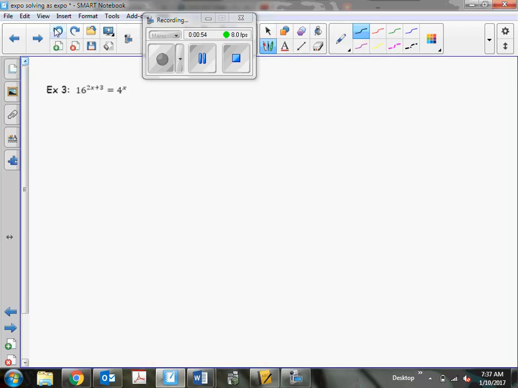Well, the good news is that 16 can be in a base of 4 because if I look at the factor tree of 16, 16 is 4, 4. Which if we rewrite 16, 16 can be rewritten as 4 squared. Well, it still has the exponent of 2x plus 3. I'm just changing 16 into 4 squared. And then that's going to equal my 4x. Now if we look, my bases are both now 4.